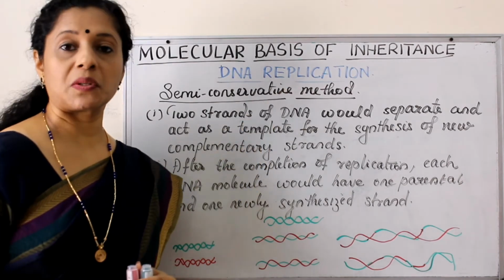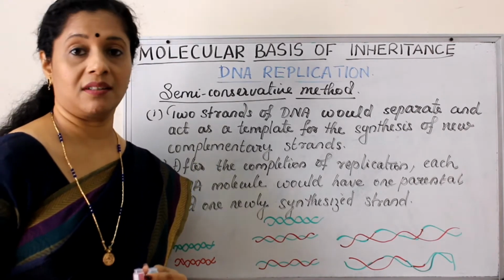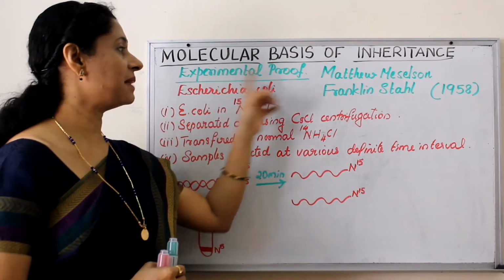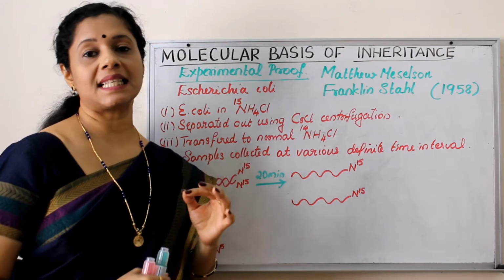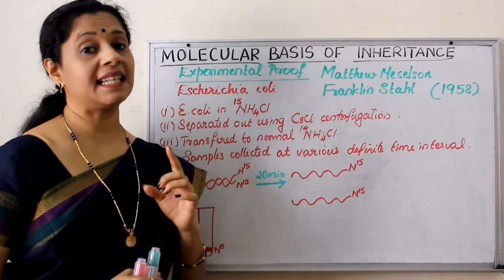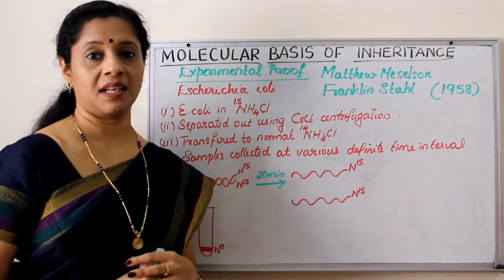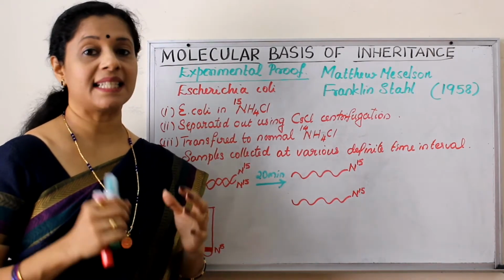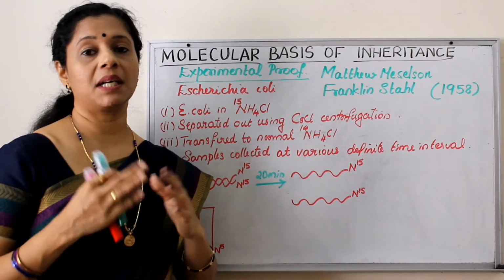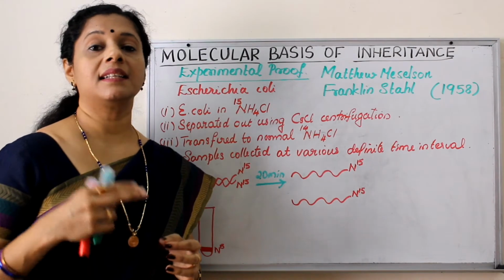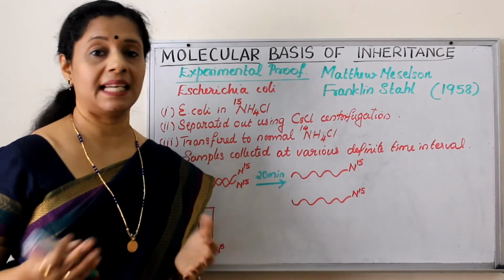Though Watson and Crick proposed it, this was confirmed by an experiment done by Meselson and Stahl. Now let us see the experimental proof by Meselson and Stahl. It was done by Matthew Meselson and Franklin Stahl, or we call it the Meselson and Stahl experiment. They conducted it in the year 1958 and the experimental material was Escherichia coli. As you all are aware, Escherichia coli is a bacteria that multiplies every 20 minutes. So, one bacteria becomes 2 in 20 minutes, another 20 minutes, again that 2 will become 4, the next 20 minutes, the 4 will become 8, like that.